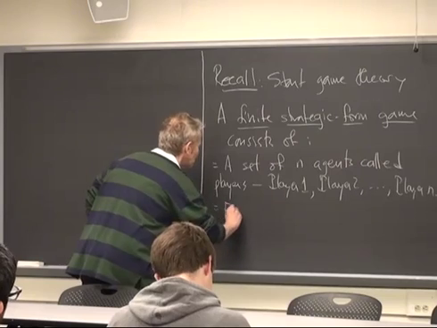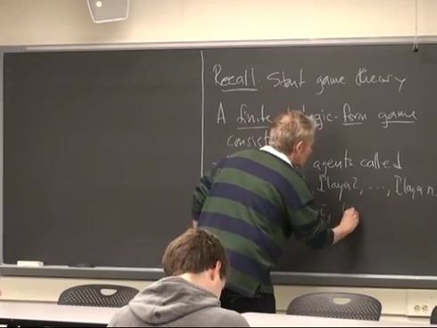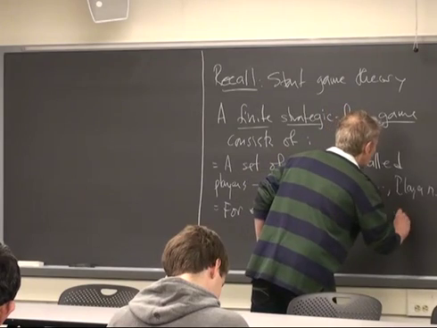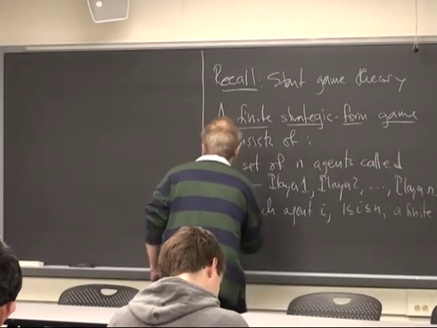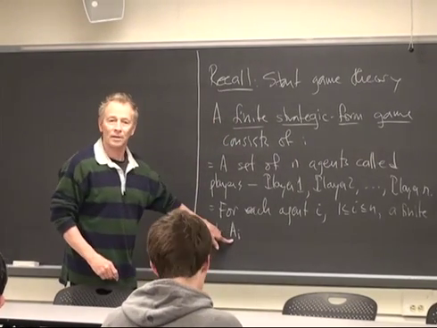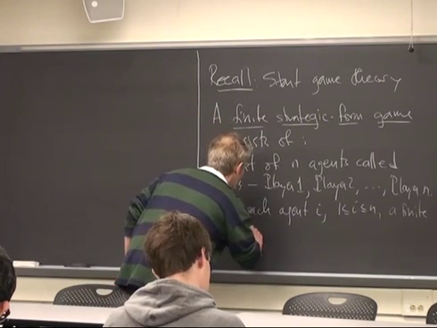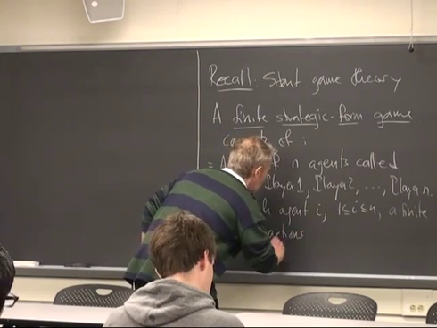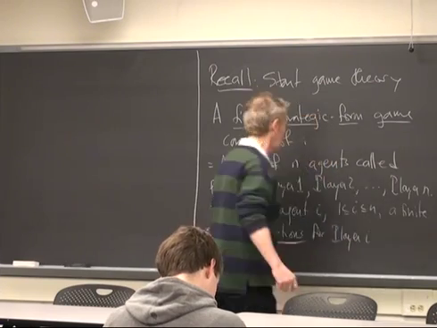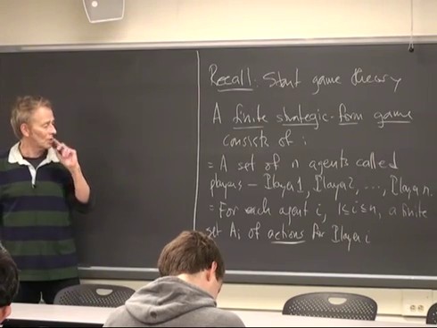For each agent i, so i is going to run from 1 to n, a finite set, capital A sub i. And what is this set going to be? This is going to be the set of actions that player i can take. These could be the same for all i. They could be different, but they're finite.